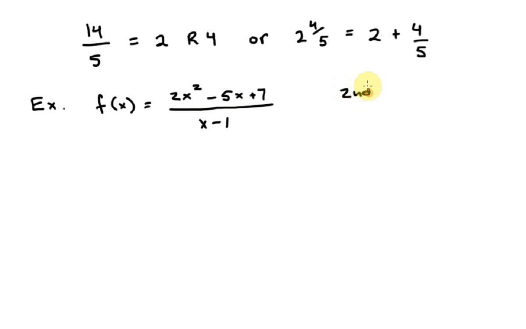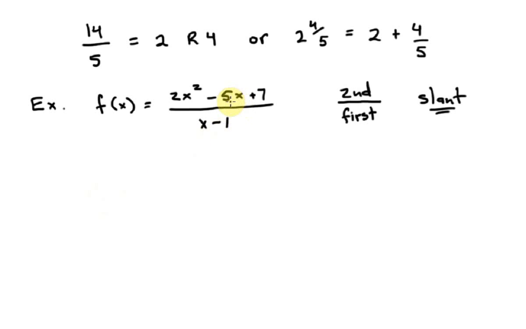So that's second degree. And then on the bottom, it's x to the 1, which is first degree. So I go, yeah, this is 1 degree higher than the bottom. So that tells me I've got a slant asymptote. Okay. So how do I find it? Well, what we do is we do long division.